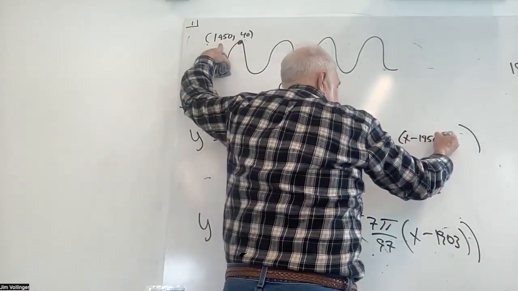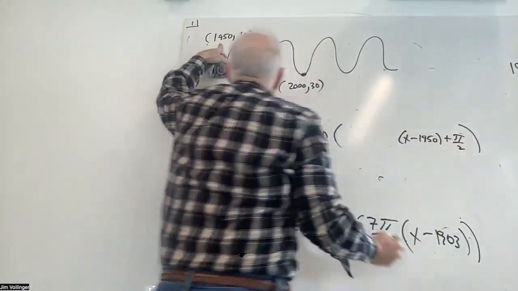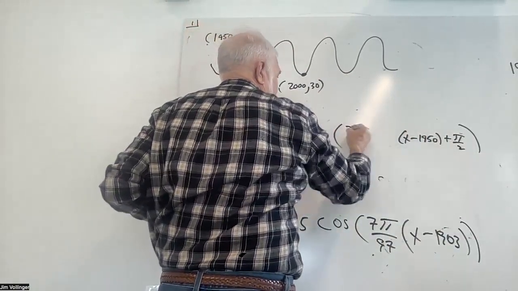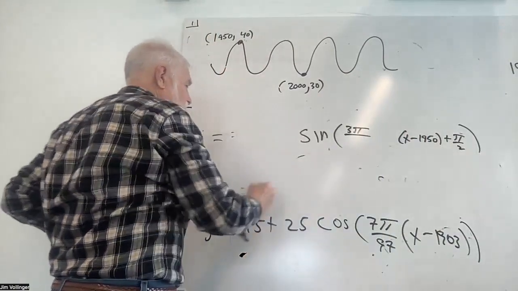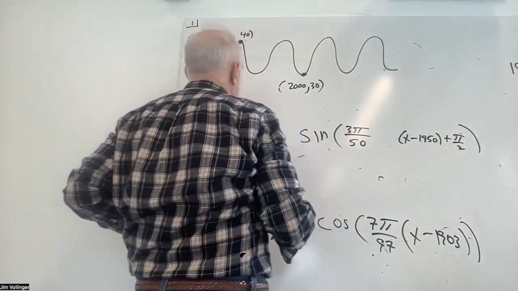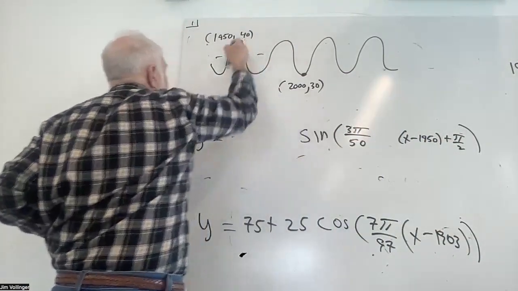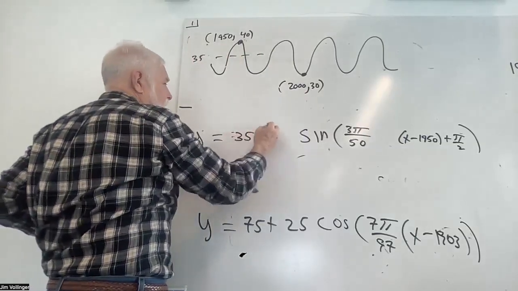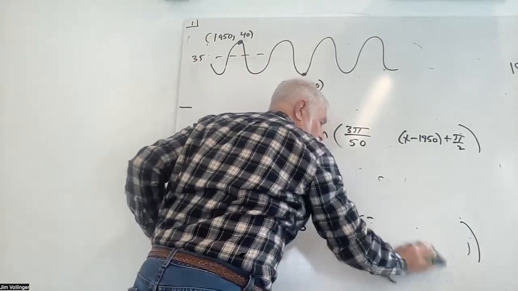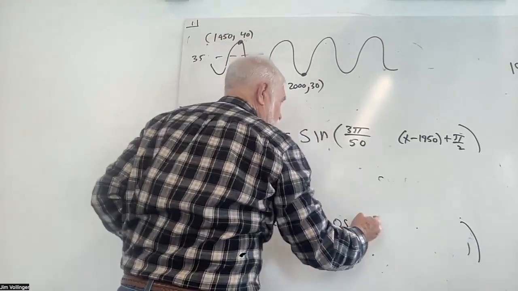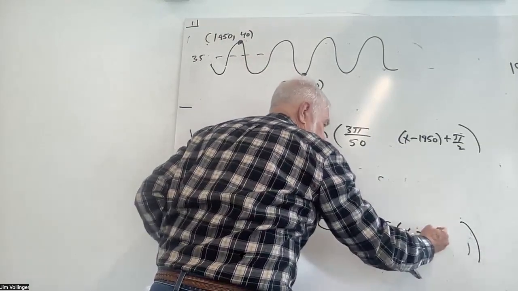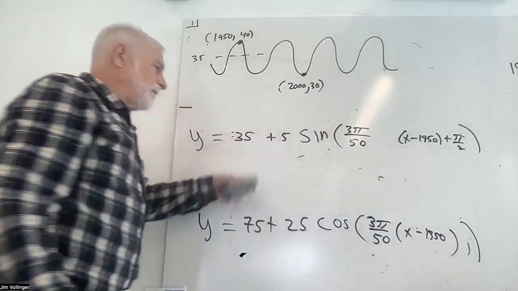So x minus 1950 gets me pi over 2. I know that one revolution is 2 pi. So 1 pi, 2 pi, 3 pi. 1.5 revolutions is what that's about, right? And that occurs in 50 years. And my midline is between 30 and 40, which is 35, and my amplitude is 5. If I was going to do that for the cosine curve, then all I would do is write 3 pi over 50, no, I'll just look here. X minus 1950. That's the same thing. You put those in a calculator, it's the same graph.